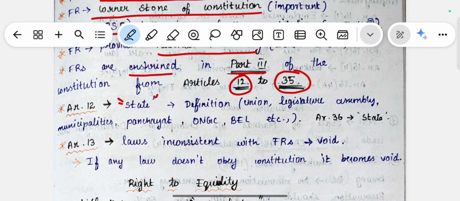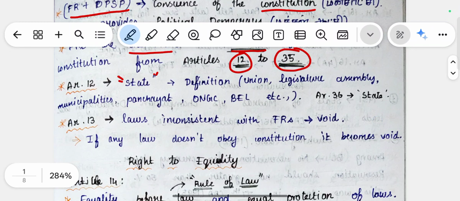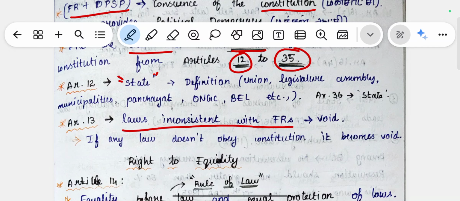The next one is article 13, which says laws inconsistent with fundamental rights become void. For example, if any law doesn't obey the fundamental rights, it becomes null or void, which means it is empty, it is not considered a law. So that is article 13.